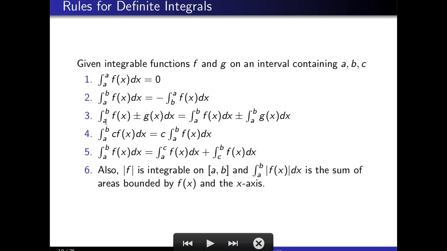Okay, if we take the definite integral from a to b of f plus g, it's the definite integral from a to b of f plus the definite integral from a to b of g. I guess, as we've seen, that's what we had from limits and also derivatives. Constants we could pull out in front.